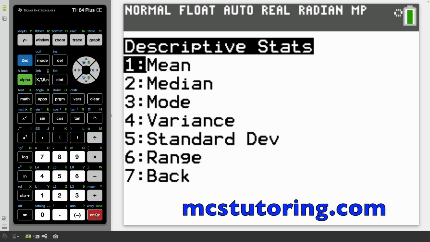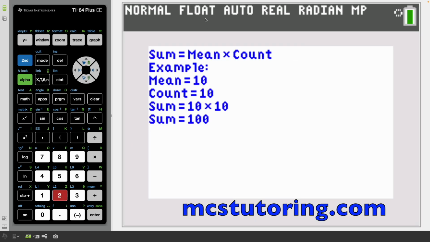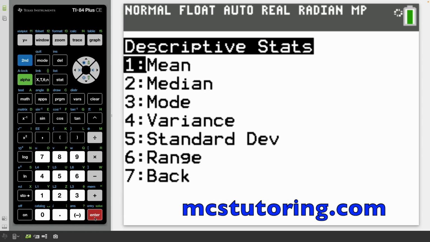So let's walk back to getting the mean again, and let's say we solve for total values. The sum of the values is the mean times the count. So let's say the mean is 10 and the count is 10. The sum would be 10 times 10, which is 100.